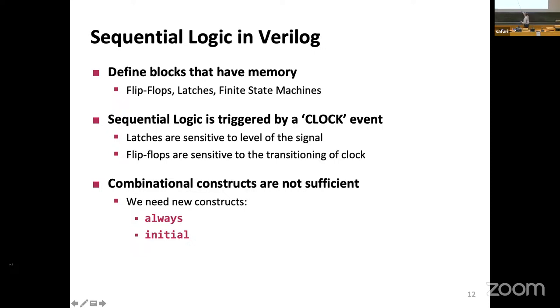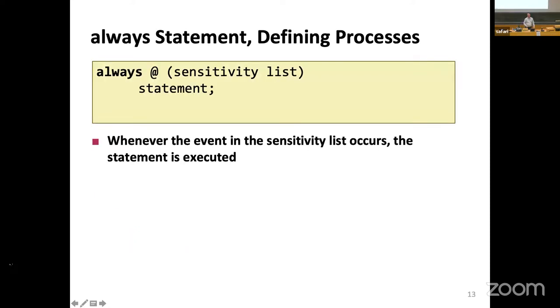Now, we need new constructs, because combinational constructs are not sufficient. So this week, we are going to talk about always. Now, always has a cousin called initial, and we are going to talk about initial next week. This week, it's all about always. Now, one of two things is going to happen. Either I'm going to manage to explain this properly and everybody will be happy, or I'm going to make a mess out of it. We will see in an hour.